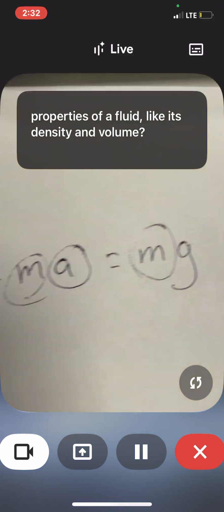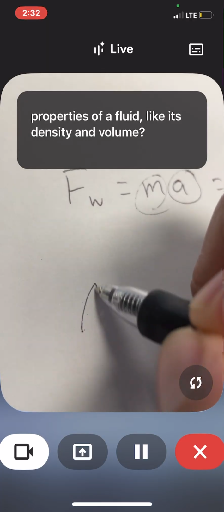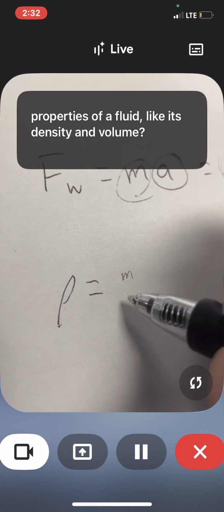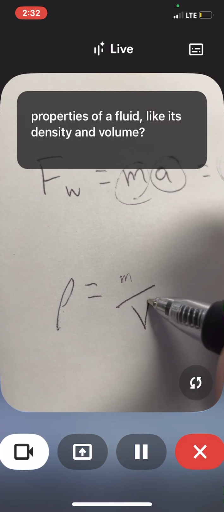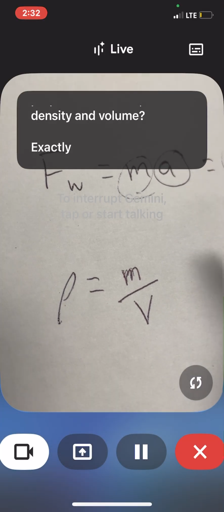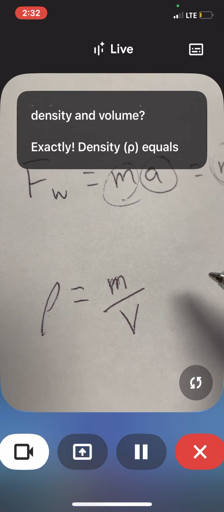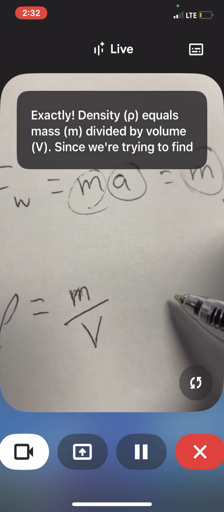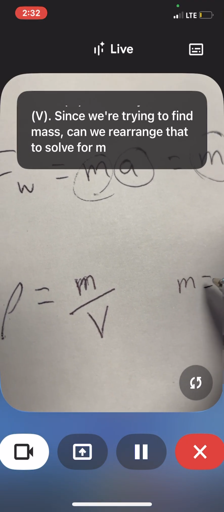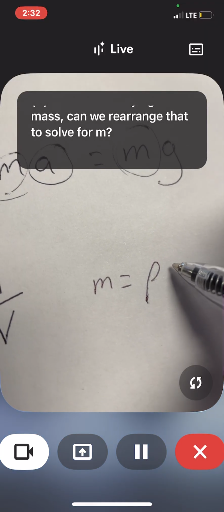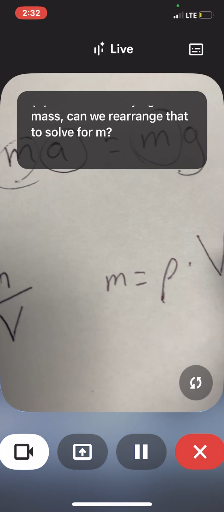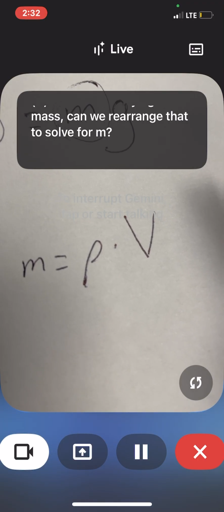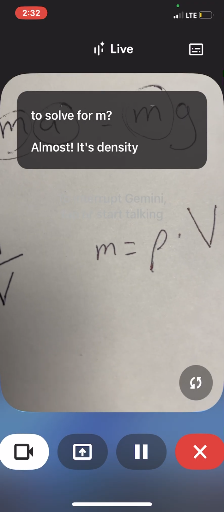Yeah, I remember that density equals, let me see, the mass divided by volume. Exactly. Density, rho of H2O, equals mass m divided by volume v. Since we're trying to find mass, can we rearrange that to solve for m? Yeah, so it equals rho times velocity. Almost. It's density times volume.